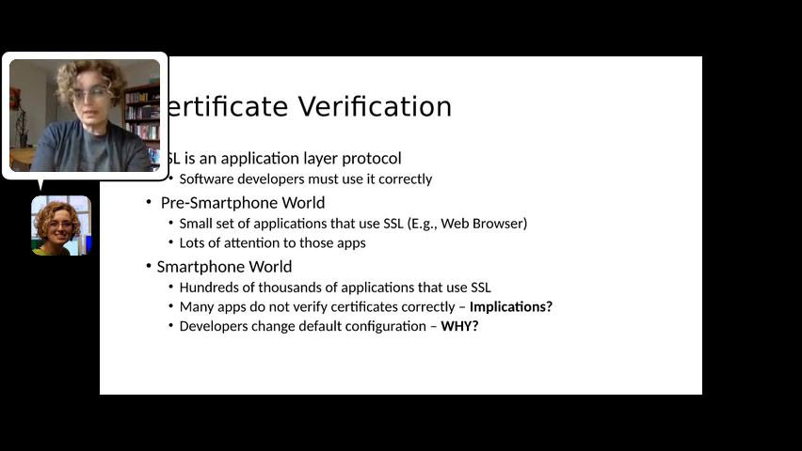For example, in smartphones, applications do not verify certificates correctly, or they don't verify if they have expired or not. And that, of course, can have implications because you may be trusting a website that is no longer valid or should no longer be trusted. And of course, developers change default configuration, and you can think about different reasons why they would be doing that. Could be ignorance, they may not know how default configuration works, or it could be purely usability or something along those lines.